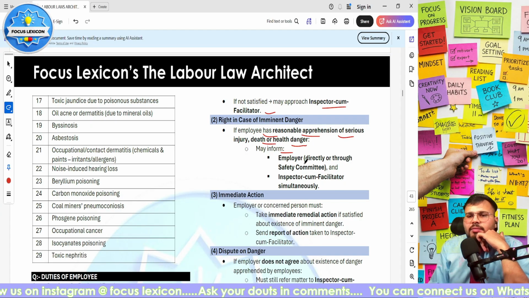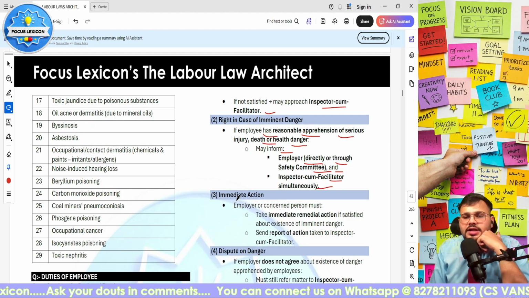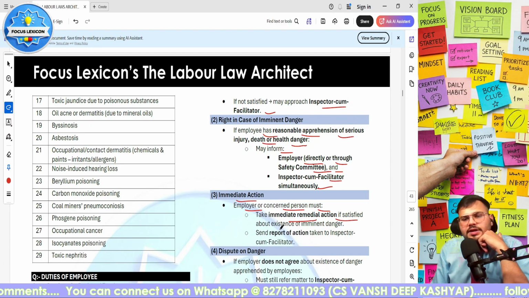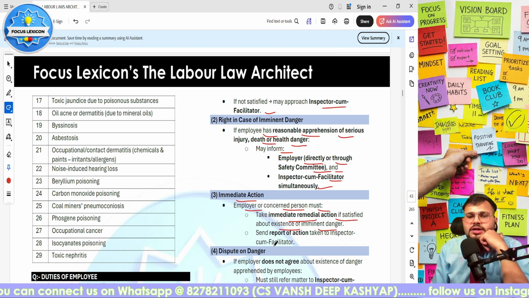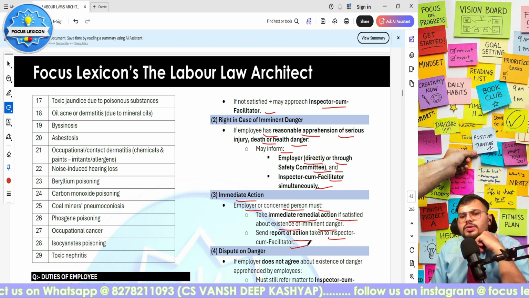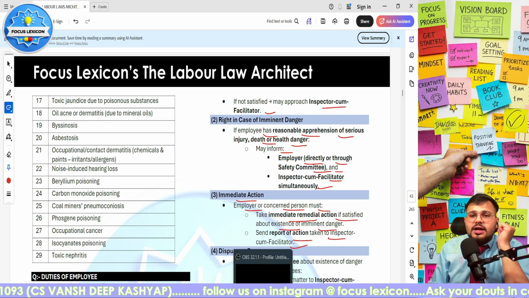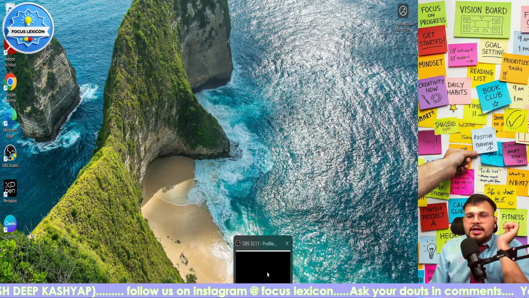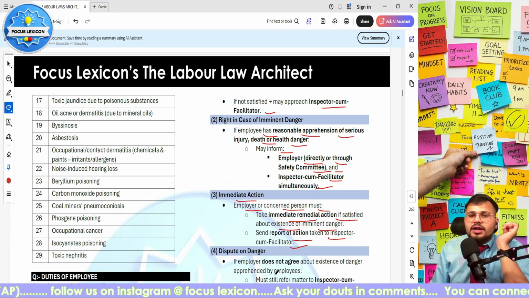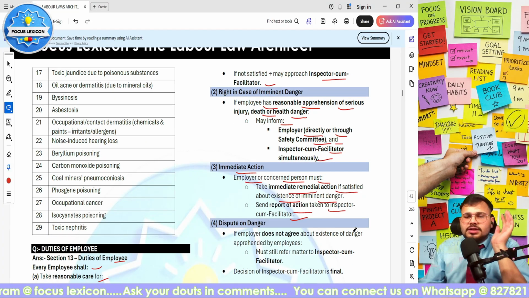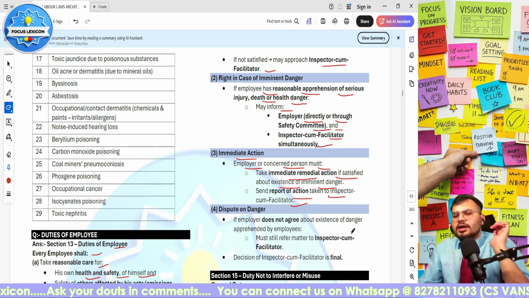Right, in case of imminent danger, if the employee has reasonable apprehension of serious injury, death or health danger, he may inform the employer directly or through the safety committee and the inspector cum facilitator simultaneously. Immediate action: the employer or concerned person must take immediate remedial action if satisfied about the existence of imminent danger, and send a report of action taken to the inspector cum facilitator. If the employer sees that the danger is real and can really cause trouble, he should take immediate remedial action and send the action taken report.